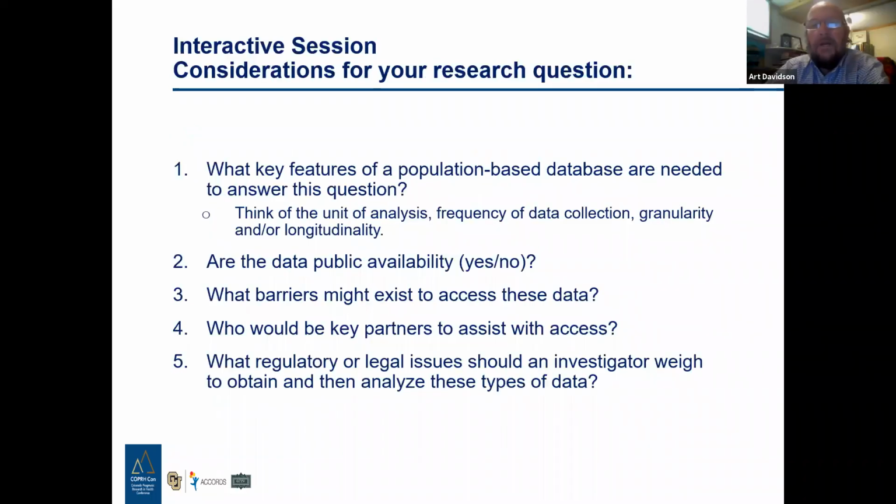So I don't know that anybody has entered anything into the chat, and I'm hoping that maybe we can have a little discussion about, in your research question, can you identify what that unit of analysis is? Can you identify how often, as Allie pointed out, the data might need to be collected for that question?